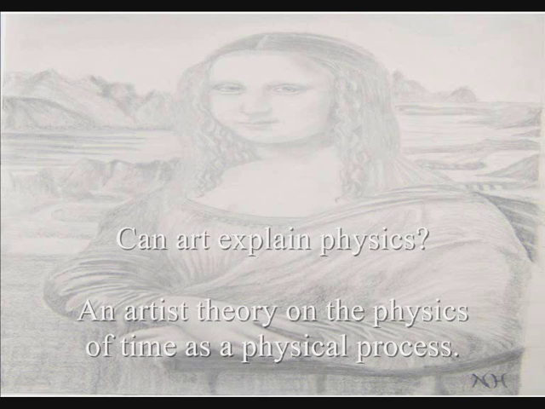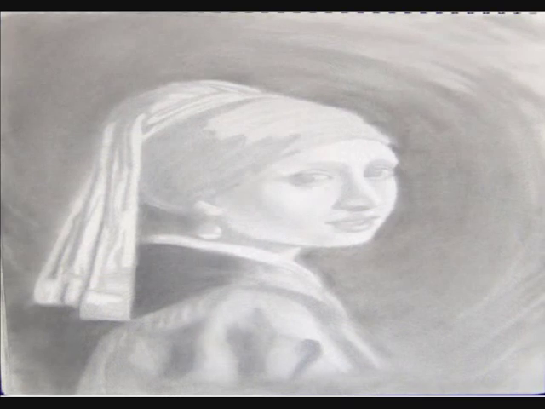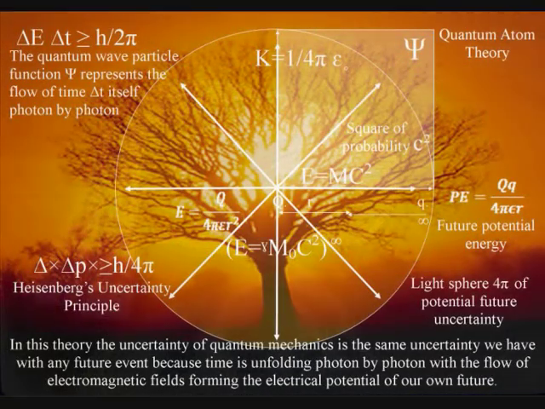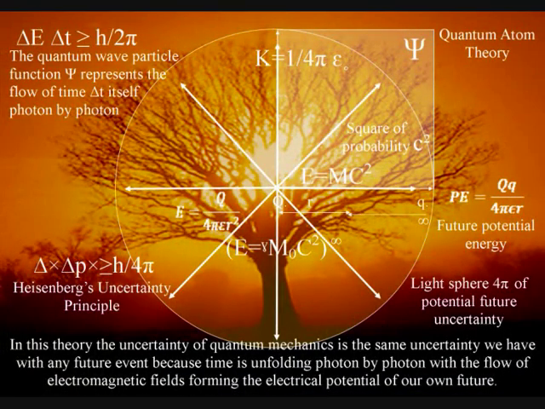I believe there is a link between art, poetry, and science, and the thing that links them together is beauty. The greatness of a work of art or poetry can be seen right away by its beauty and simplicity. The scientific theory explained in this video uses the same principle of beauty and simplicity to explain the physics of time as a physical process.